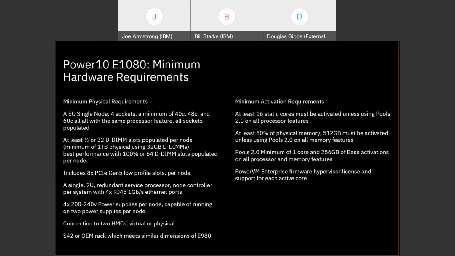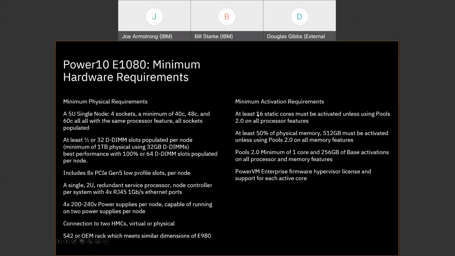So there's, like I said, 8 PCI Gen 5 low profile slots in here. You do have to have a single 2U control unit, the controller system that I showed. That is a requirement for every system. It has to be 1 for every system. 1 control unit can't manage 2 systems. And they all come with all 4 power supplies in them. And you need 2 HMCs connected, and I'll talk more about that on the next chart. They can be either virtual or physical.